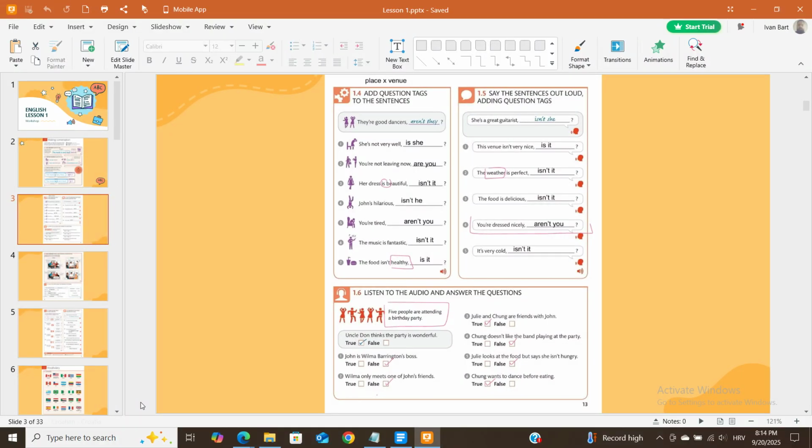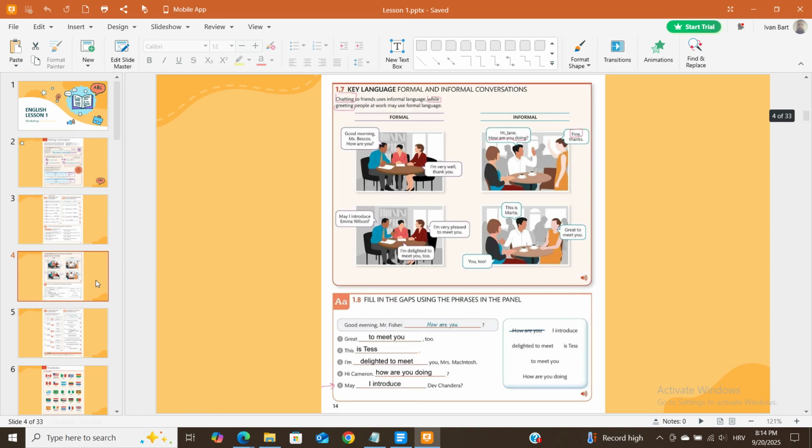Key language: formal and informal conversations. Chatting to friends uses informal language, while greeting people at work may use formal language. Formal: Good morning, Ms. Bescoes. How are you? May I introduce Emma Wilson? I'm very well, thank you. I'm very pleased to meet you. I'm delighted to meet you, too. Informal: Hi, Jane. How are you doing? Fine, thanks. This is Marta. Great to meet you.